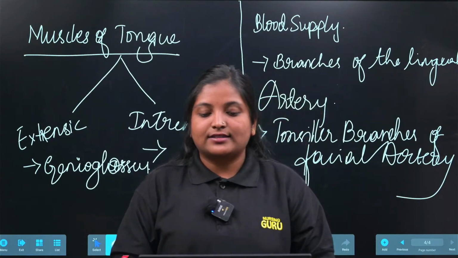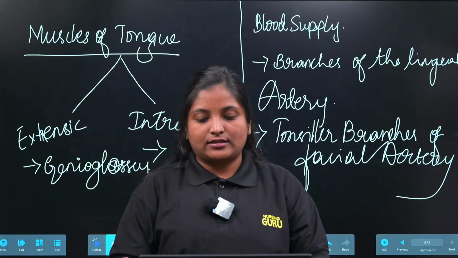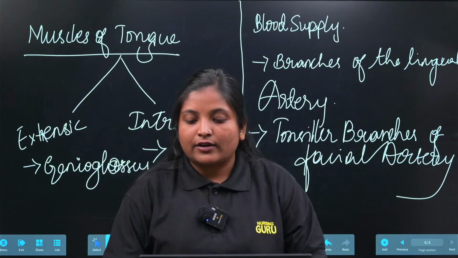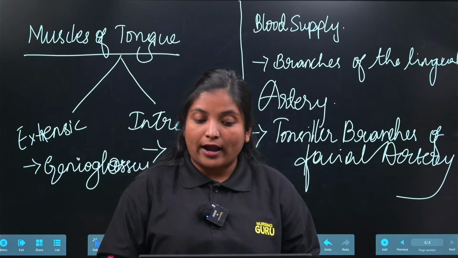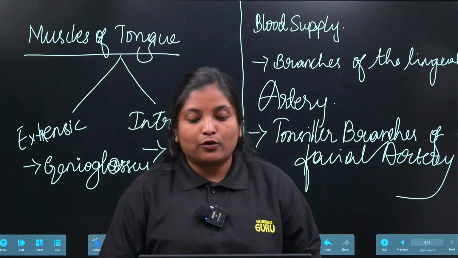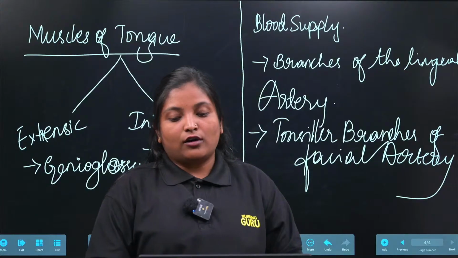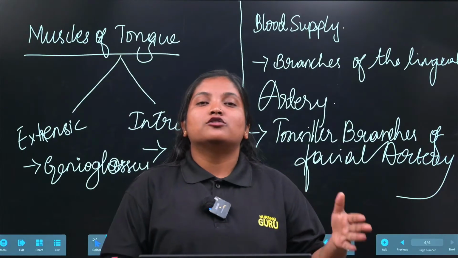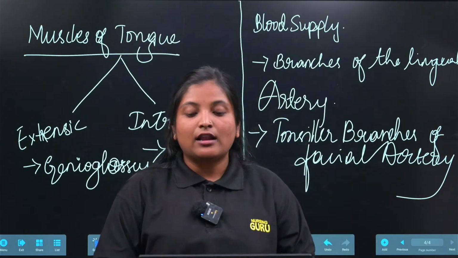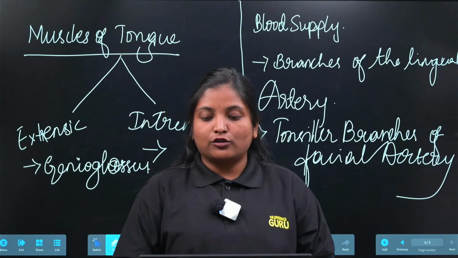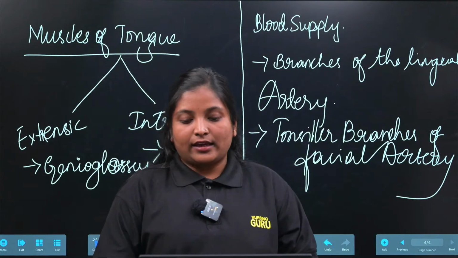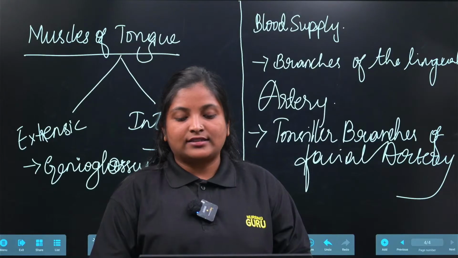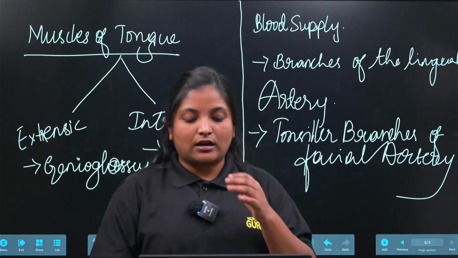The nervous supply has the motor supply and the sensory supply. In the motor supply, all extrinsic and intrinsic muscles of the tongue are supplied by the hypoglossal nerve, except palatoglossus. So all these muscles get their nervous supply from the hypoglossal nerve. Only the palatoglossus muscle is not supplied by it; it is supplied by the cranial part of the accessory nerve via the pharyngeal plexus. So these are the nervous supply.